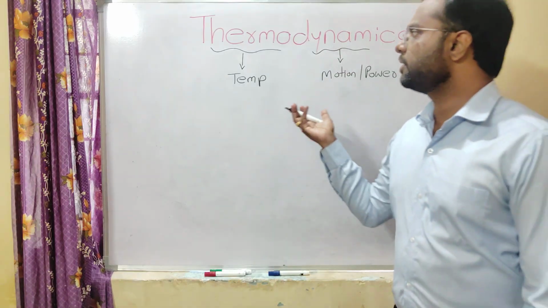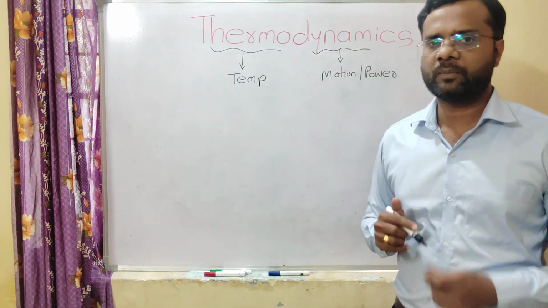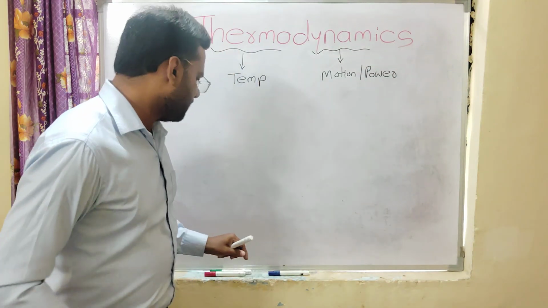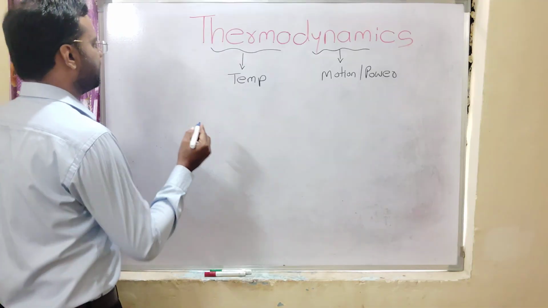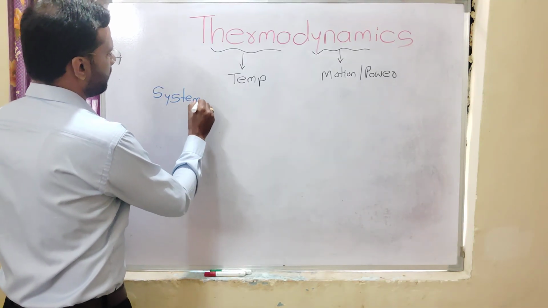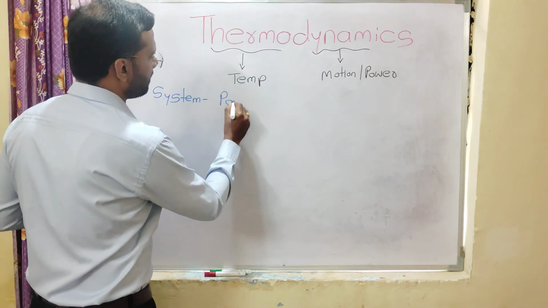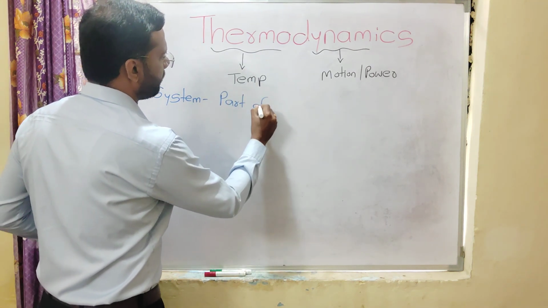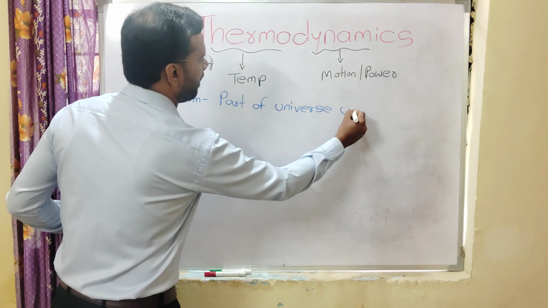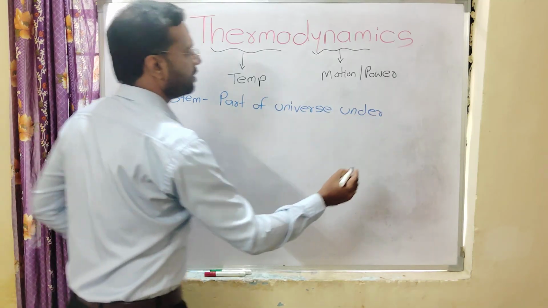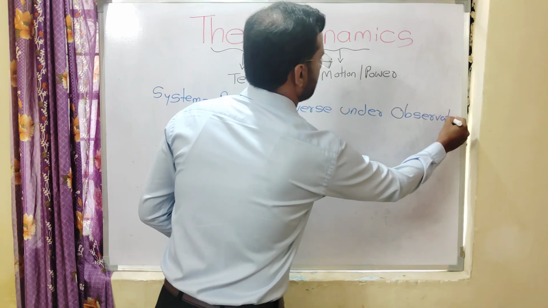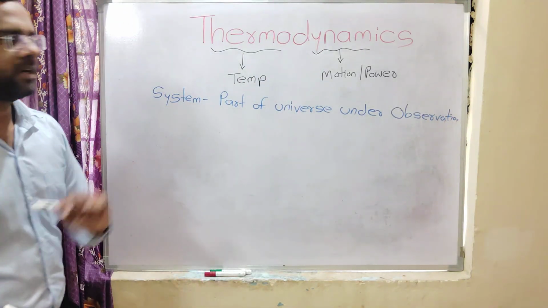So in today's lecture we are just discussing some basic parts of thermodynamics, that is what is system, what is surrounding, what is boundary. There are some terms which are commonly used in that chapter. First one is system. So what is system? Part of universe under observation. So basically system is part of universe under observation.